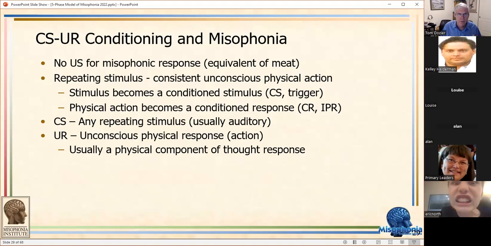So it watches you, and in misophonia, I don't find any equivalent for the meat in the misophonia response chain situations. So it takes a repeating stimulus and then a consistent unconscious physical action, tensing your shoulders, clenching your hands, and that stimulus, which is then going to be the trigger, becomes your conditioned stimulus, and the physical action becomes your conditioned response, or as I call it, your initial physical reflex.